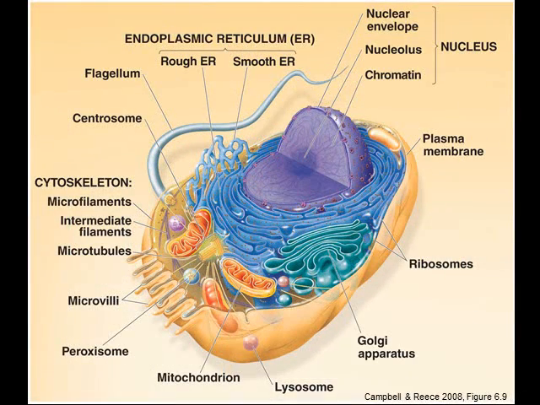Another organelle found in both plant and animal cells is the peroxisome. Peroxisomes are used to degrade certain molecules such as poisons by oxidizing them. This oxidation produces hydrogen peroxide, which will be neutralized in the peroxisome.